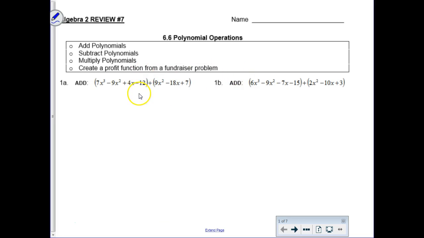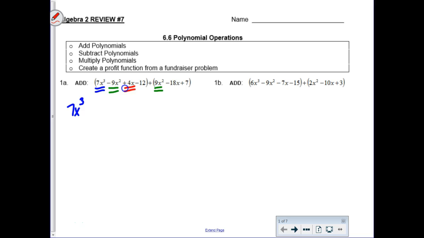So just like always, if there's two problems of the same kind, I'm just going to do the first one, and then the second one is left for you to do on your own. Just be careful that you're adding the like terms only. For instance, there's only one x to the third term in the problem, so I'll write down 7x to the third, but then I'm going to go for a little hunt for common terms. Negative 9x squared plus positive 9x squared will actually cancel out to nothing, so I won't write anything down for that.